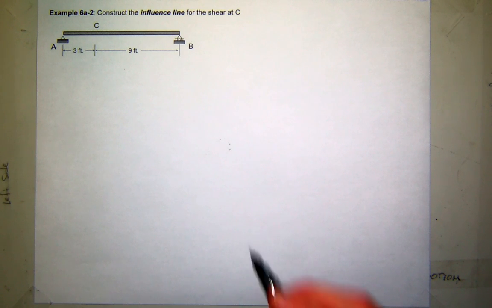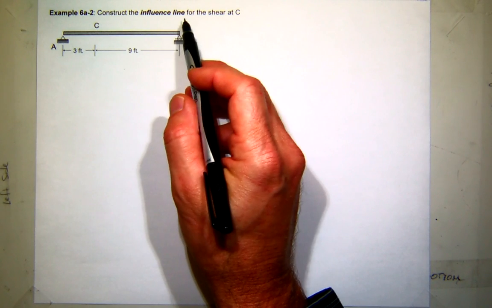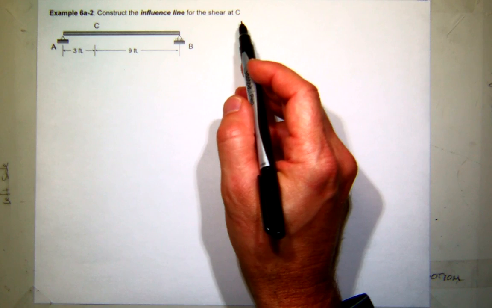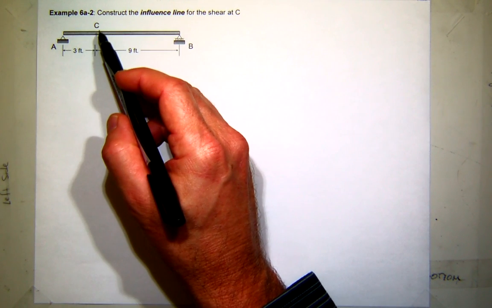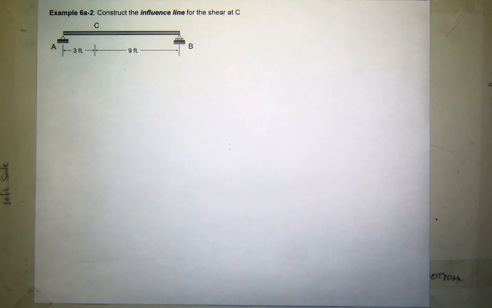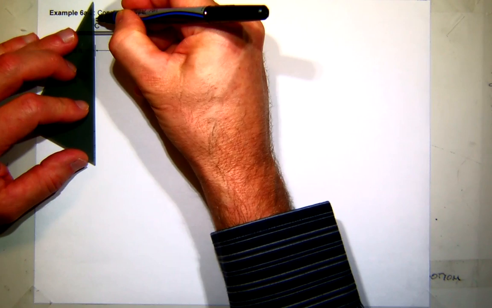So here's a problem. We want to construct the influence line again, but now we want the shear at C. You see shear is right here. So we know that we're going to have to cut the structure here at C.